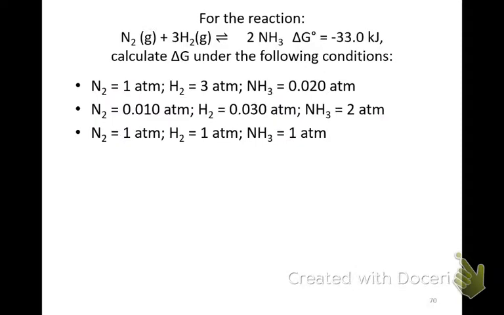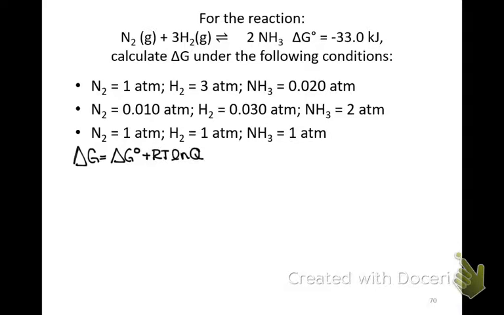So here is an important reaction: N2 plus H2 becomes ammonia. We've talked about this one before. And here we know that delta G standard for this reaction is negative 33 kilojoules. And we can see 3 different initial concentrations for our reaction mixture, and how delta G changes with these different concentrations. In each case here, we're going to use delta G equals delta G under standard conditions plus RT ln Q.